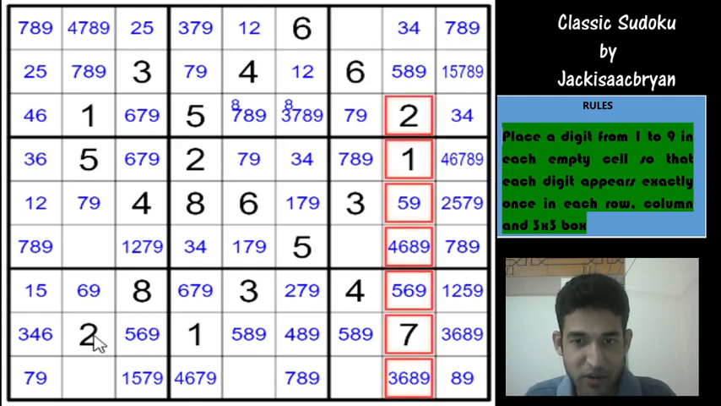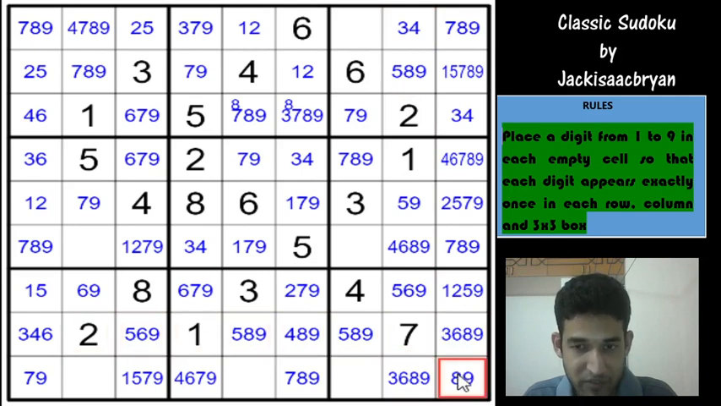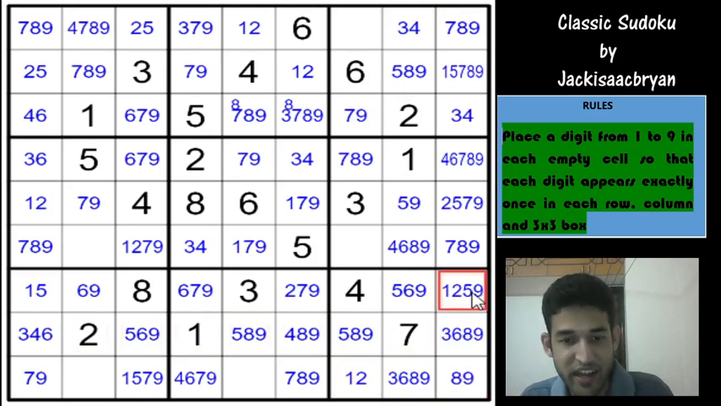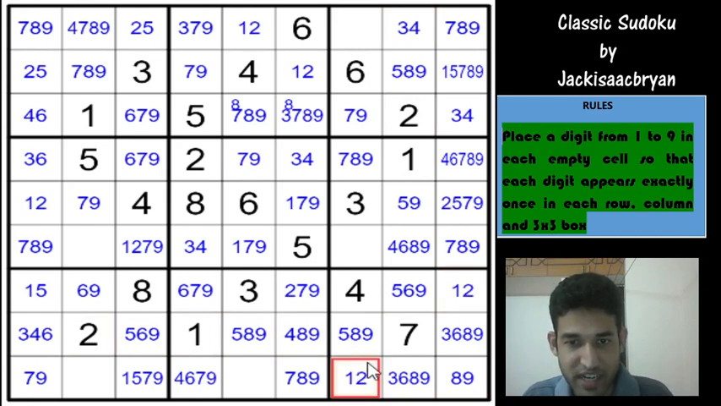And now continuing on. 1, 2 cannot be here. 1, 2 cannot be here. And we removed the 1 and 2 using swordfishes from this cell. So 1, 2 has to go here. And 1, 2 has to go here. These 2 cells contain a 1 and 2 pair.